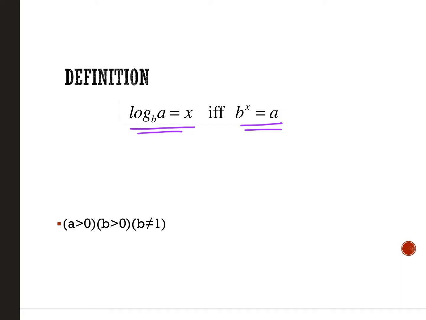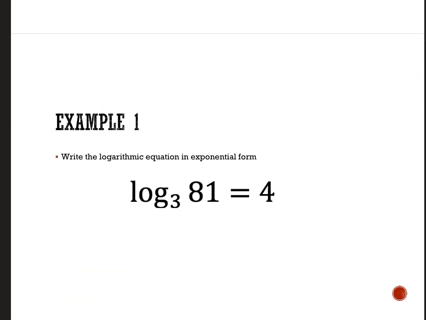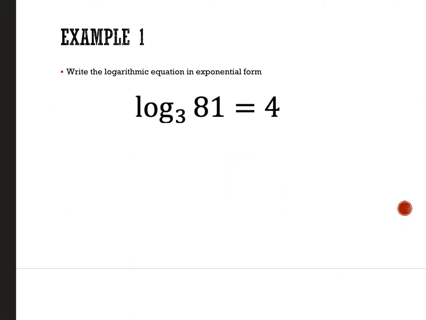All right, and then down here, I do want you to notice that there are some conditions for this to work. The A value, sometimes called the argument right here, has to be positive. The base, which is what B is representing, also has to be positive, and B cannot equal 1. All right, so with that being said, let's see if we can switch this equation, all right?